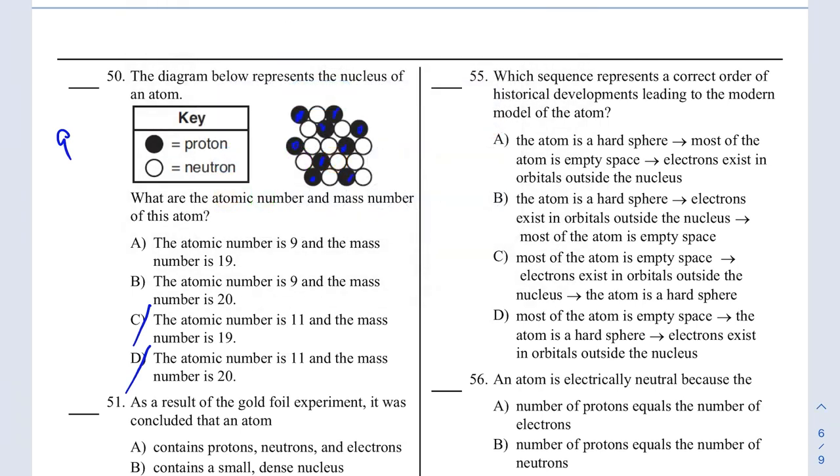Mass number is everything else. So 1, 2, 3, 4, 5, 6, 7, 8, 9, 10, 11. I'm sorry, I said mass number is everything else. Mass is protons plus neutrons. So that would be 20. So there's that. 50 is B.